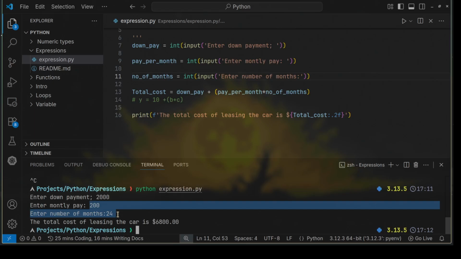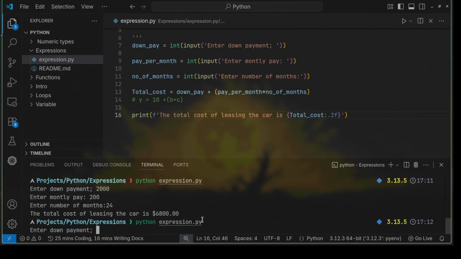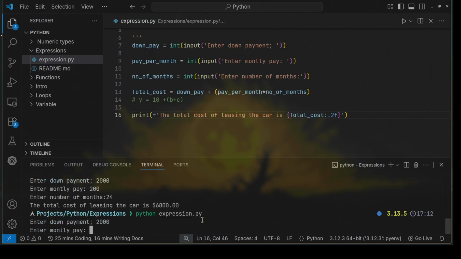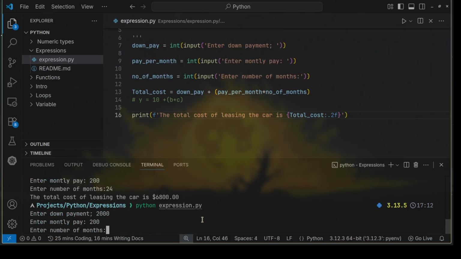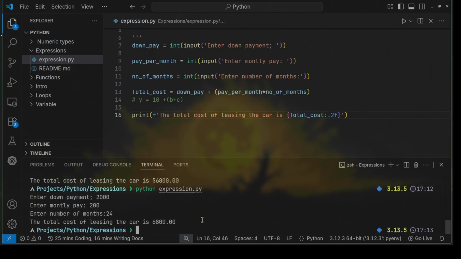Our calculation is clear. I hope we are clear up to there. I don't know if there's anyone with a question. I use the dollar sign because I wanted to output the currency in dollar sign. So if you're in a different currency, you can use 2,000 plus 200 times 24. Yeah, 6,800.